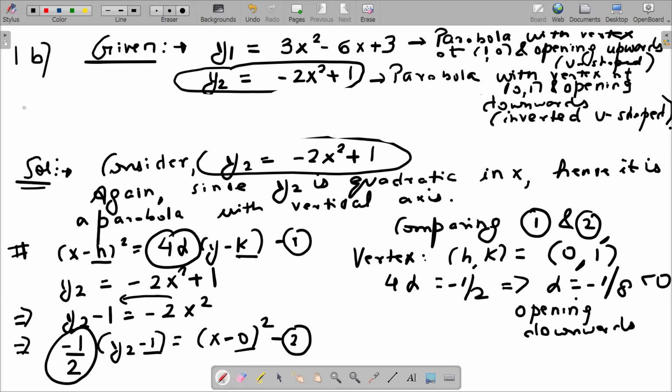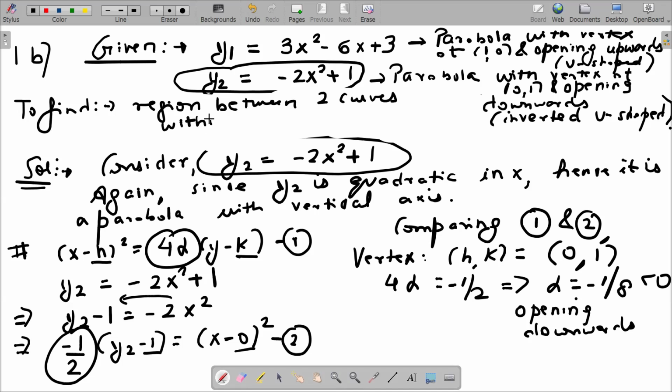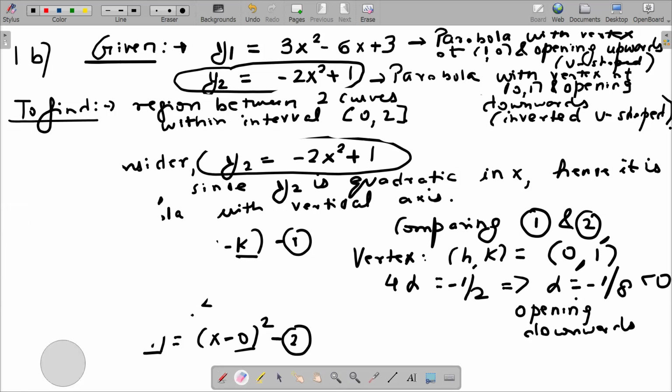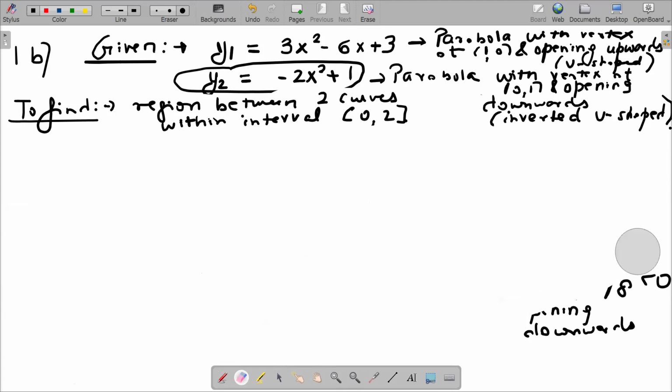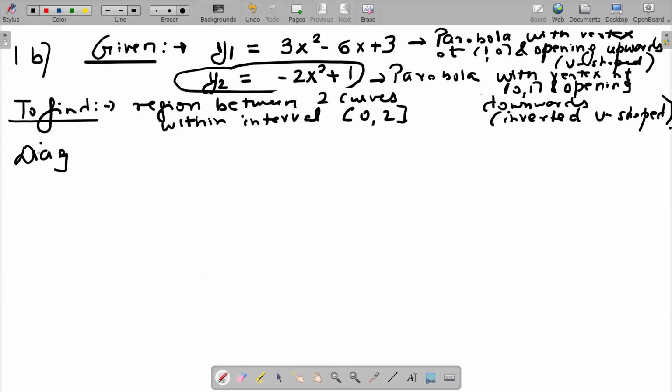Now, what do I need to find? Remember, I'm writing it again. I need to ultimately find the region between the two curves within the interval 0 to 2. So I need to first of all plot them. So if I erase all this off, I can plot them. Let's quickly plot them, students. Let's look at a rough sketch or a rough diagram for this.